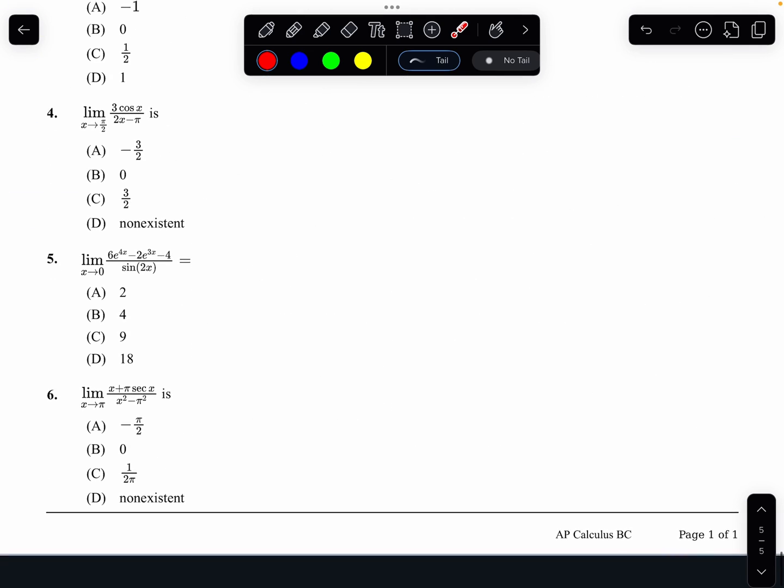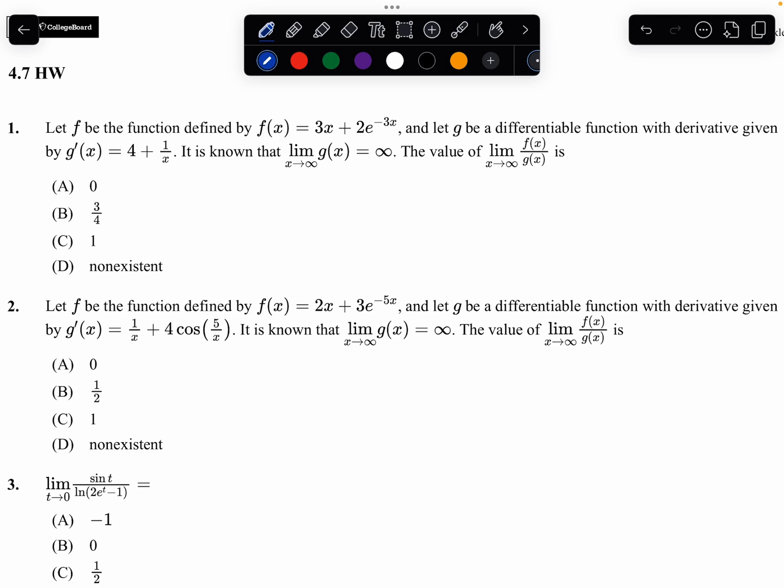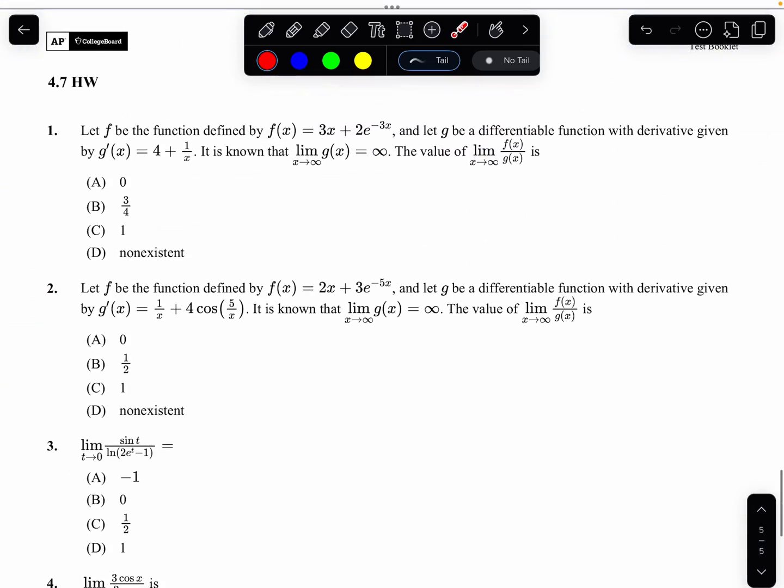Okay, and I can do this all in one video. Let's do it. So we have 1. This is the multiple choice. Now, for multiple choice, I am not going to show L'Hopital's rule so explicitly. Let f be the function defined by this right here. Let g be a differentiable function with the derivative given here. It is known that the limit as x approaches infinity of g of x is infinity. Evaluate the limit as x approaches infinity of f over g.